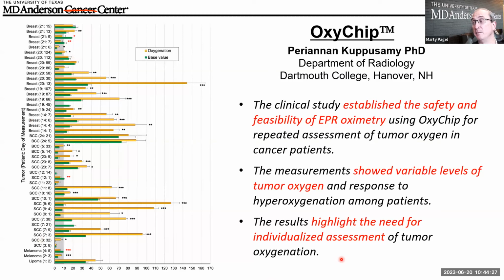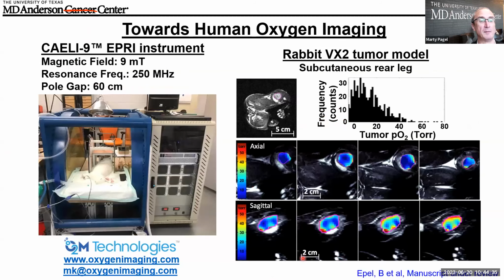So is it feasible then to move this into imaging? After all, this is molecular imaging, not molecular spectroscopy, right? Well, yes, and I'm just really excited for our colleagues at O2M Technologies, along with their partners in this field, to create a human-sized 60-centimeter pole gap EPR imaging instrument with a resonator that will now fit a rabbit. They're not quite up to human size yet for the resonator, but it is feasible to get maps of PO2 within this rabbit tumor model, a very standard VX2 tumor model.